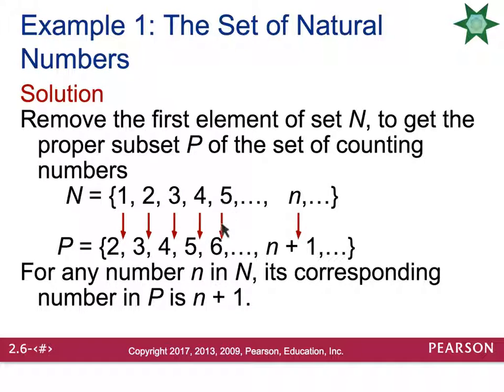So, 5 corresponds to 6 here, right? 4 corresponds to 5 here. 3 corresponds to 4. 2 corresponds to 3. 1 corresponds to 2. And then for the n, whatever element n is, it's going to correspond to n plus 1, which is 1 more. And the reason is because we're starting with 2.